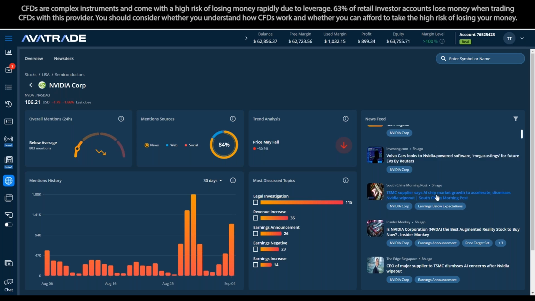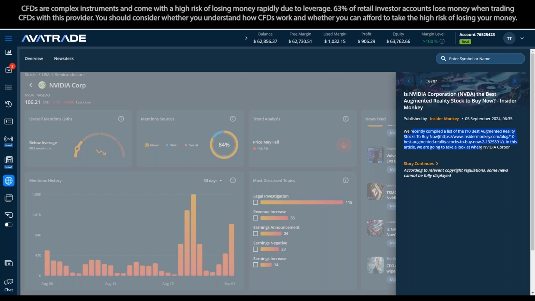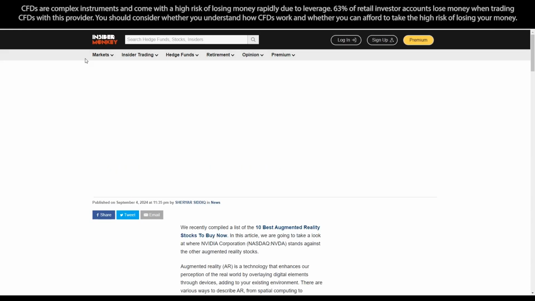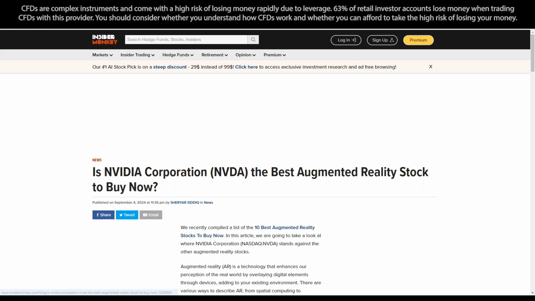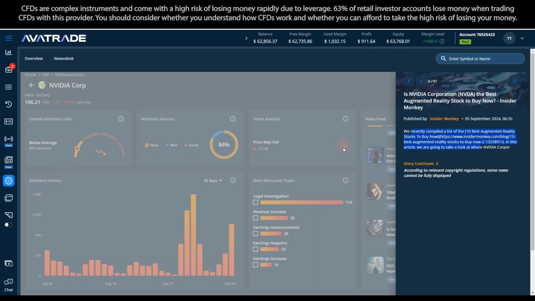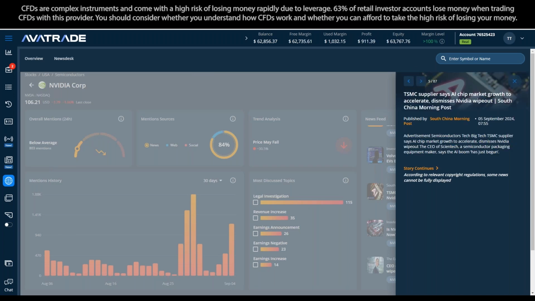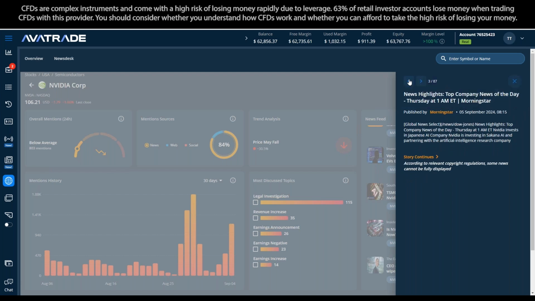So you can start to click on the articles. Is NVIDIA Corporation the best augmented reality stock to buy? You can click on the article, read a summary. You also can click story continues and read the whole article from the source that it was found. Okay, you can read the entire article and start to get a better idea about what you're trading on from a fundamental news perspective.